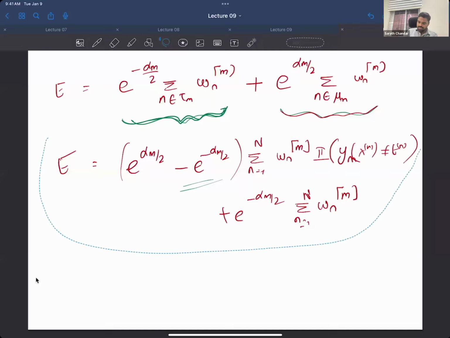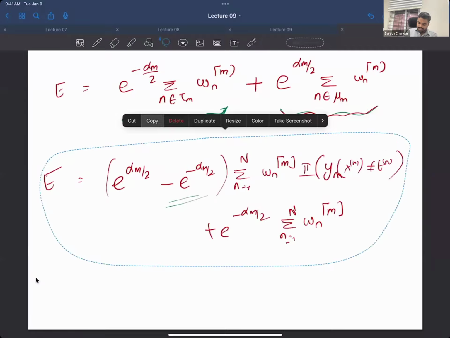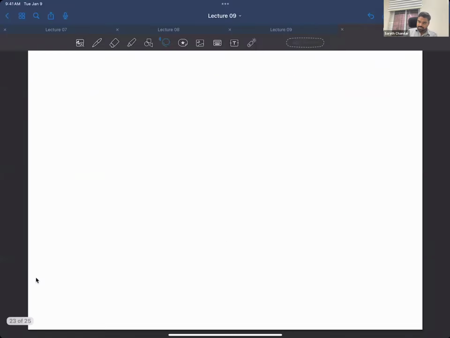So let me copy this error function to the next line. Oh, sorry. Okay, why is it not working? Okay, let me try once again. Let me copy this error function to the next line.